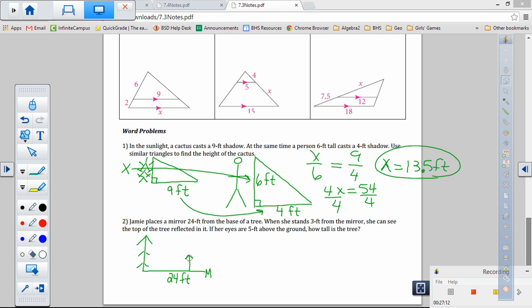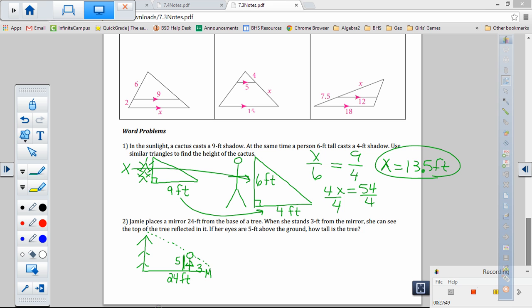This girl, oh, that's not a very good girl, is it? I'm drawing like weird shaped heads here. Let's see if we can fix this. All right, so we have this girl. Here's her skirt. This girl is 3 feet from the mirror. So there's 3 feet in there. And it says that she can see, so she's looking into the mirror, and she can see the top of the tree. So they're trying to tell you that we're forming a triangle here. Her eyes are 5 feet above the ground, so she's 5 feet tall. And it's saying how tall is the tree.